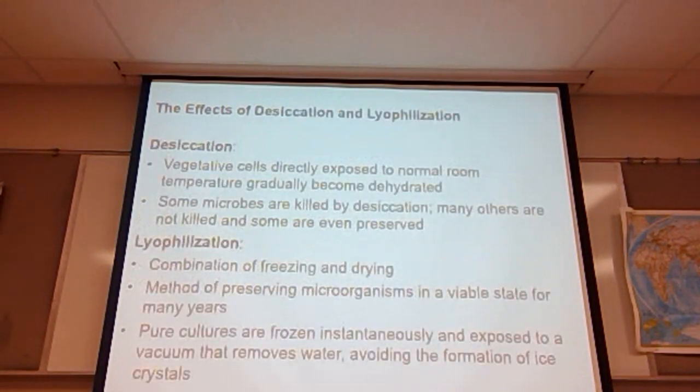Desiccation is where the vegetative cells have been exposed to normal room temperature and gradually become dehydrated. Some microbes are killed by desiccation. Many others are not killed. Some are even preserved. If you've ever had a potato that's fallen around the back of the cabinet, and you found it all shriveled and shrunk up, that is the desiccation process.